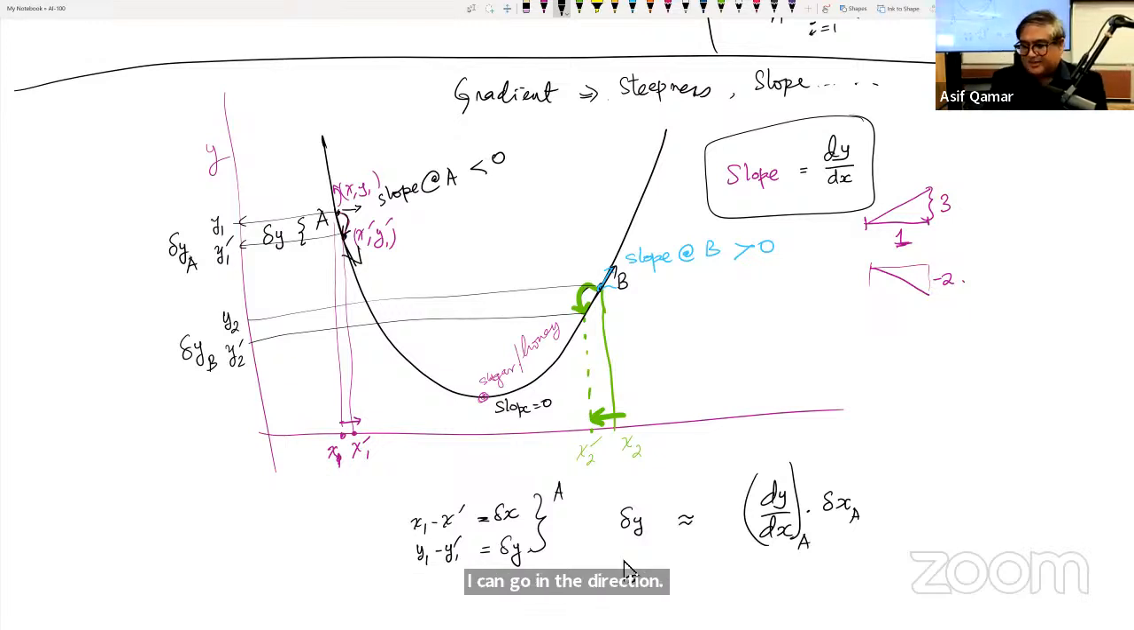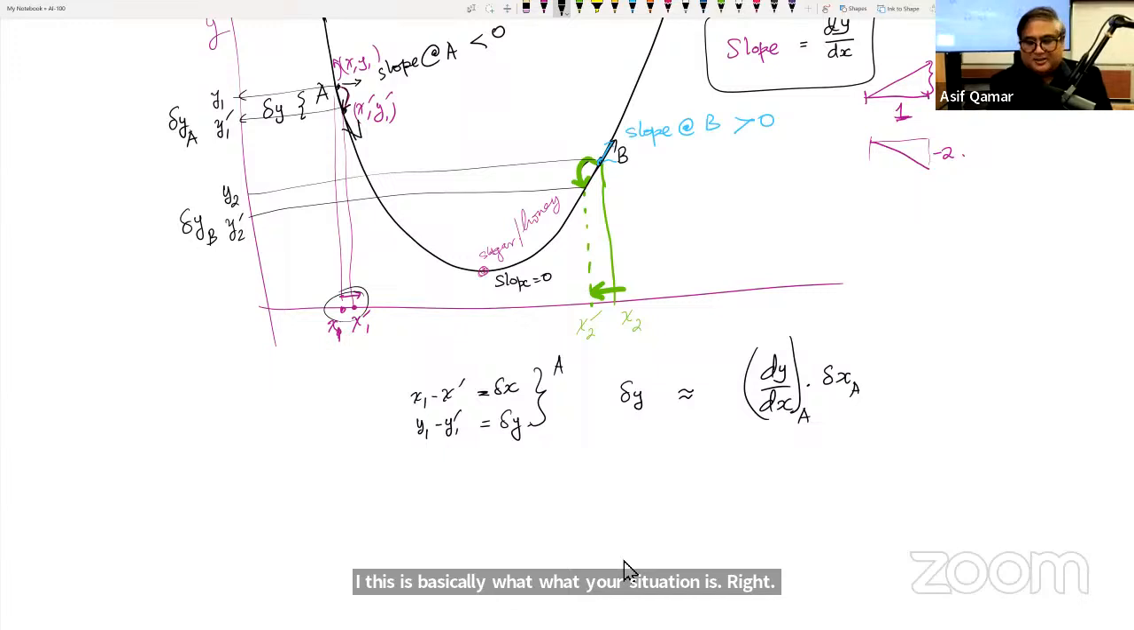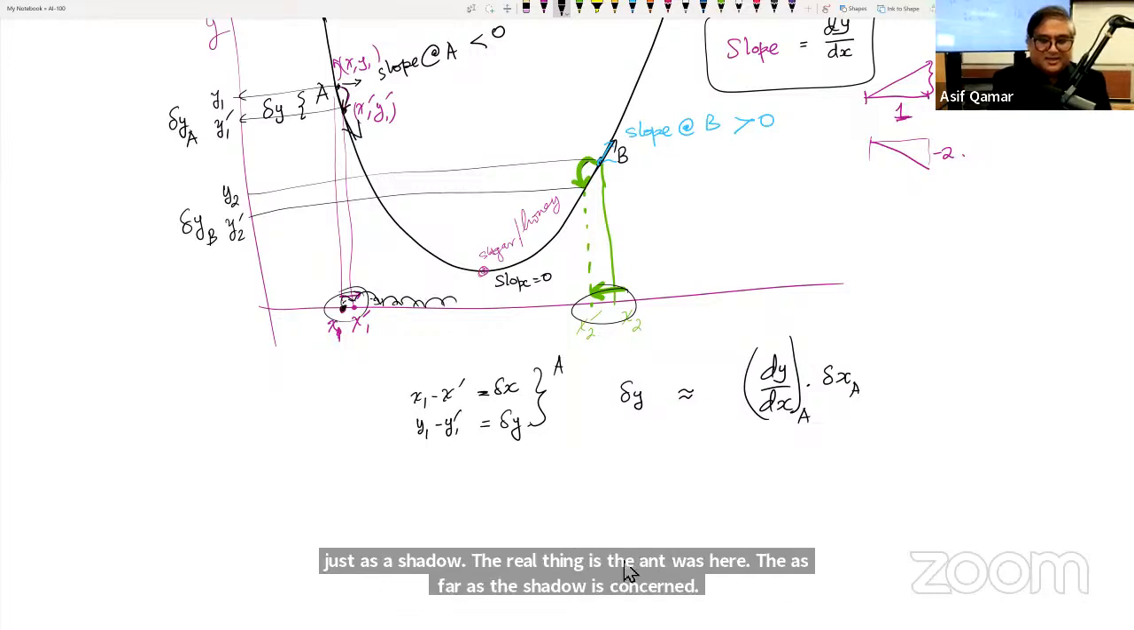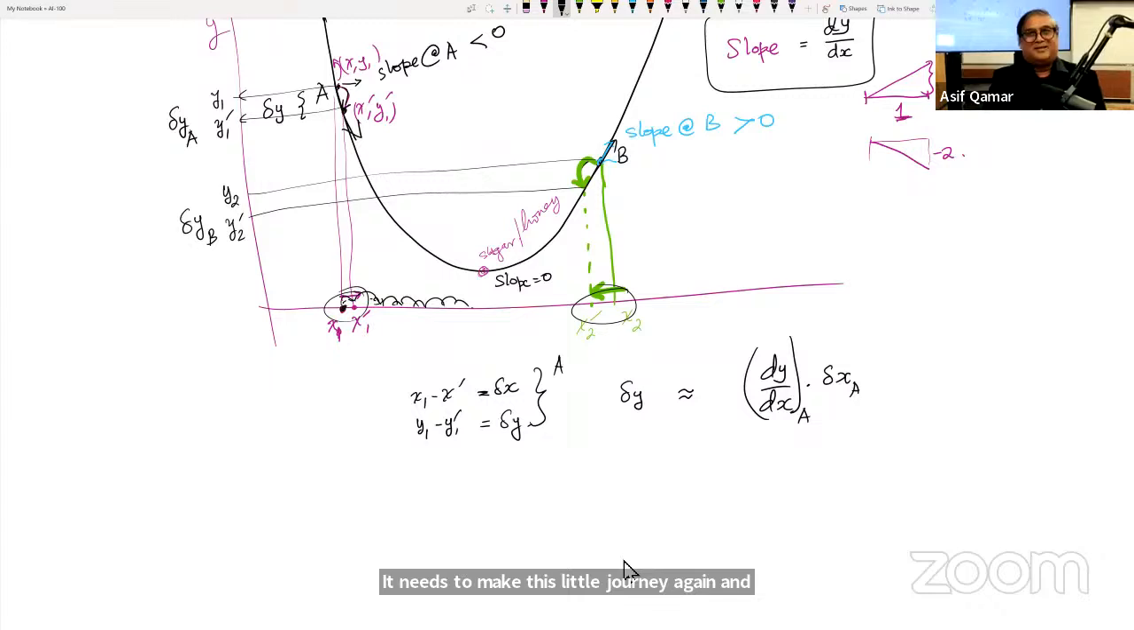This is basically what your situation is, right? Now, think of this way. You look only at the shadow here. Look just at the shadow. The real thing is the ant was here. As far as the shadow is concerned, it needs to make this little journey again and again and get to the bottom.